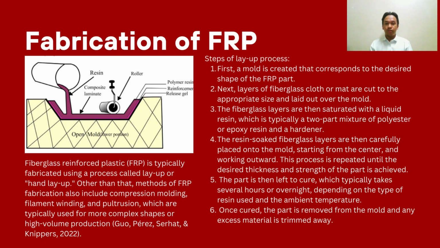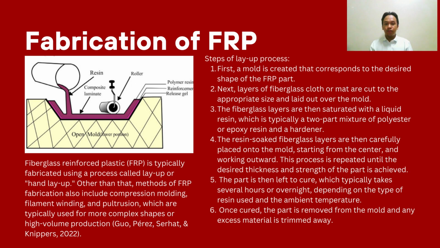Next, the fabrication of FRP. Fiberglass reinforced plastic (FRP) is typically fabricated using a process called layup or hand layup. Other than that, methods of FRP fabrication also include compression molding, filament winding, and pultrusion, which are typically used for more complex shapes or high volume production.